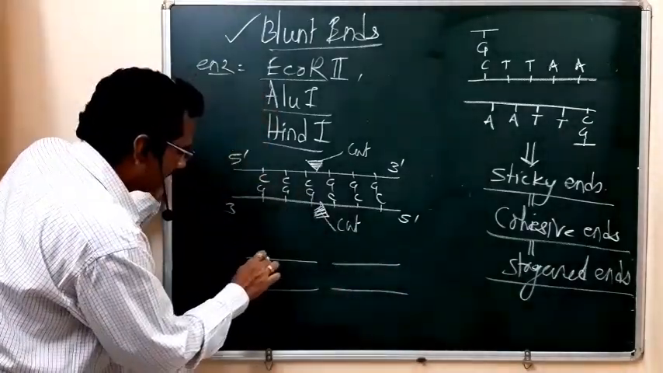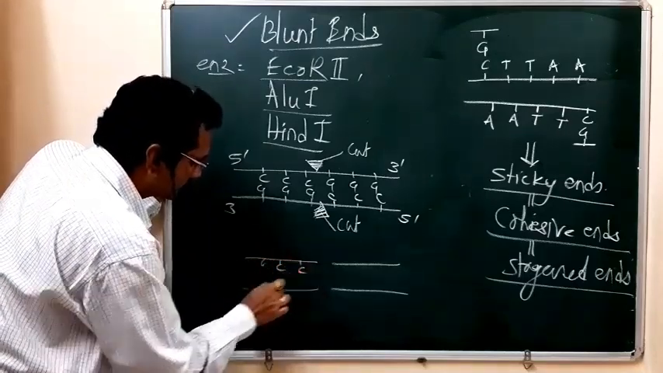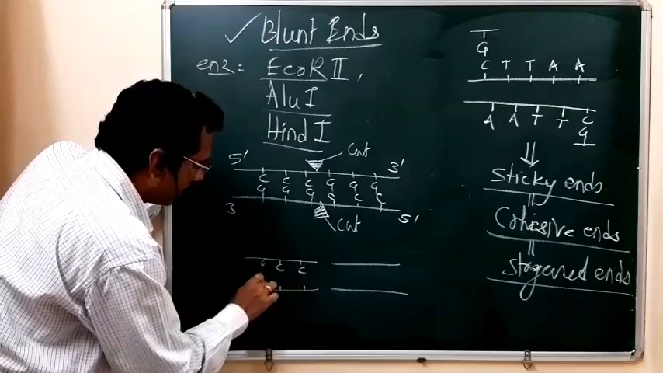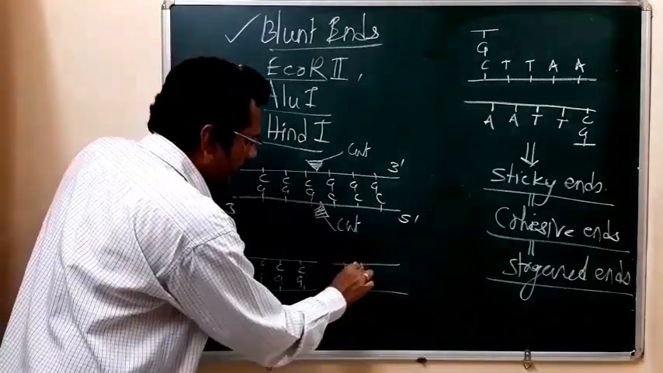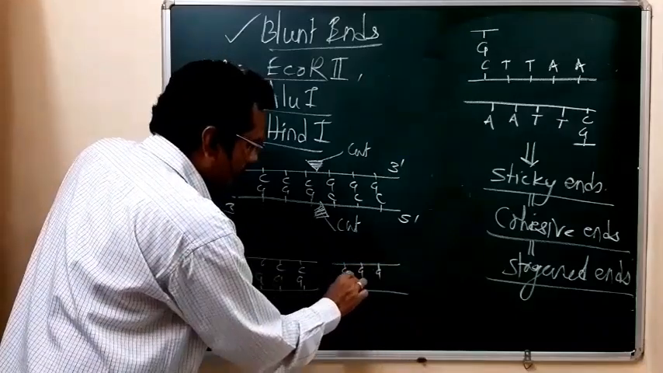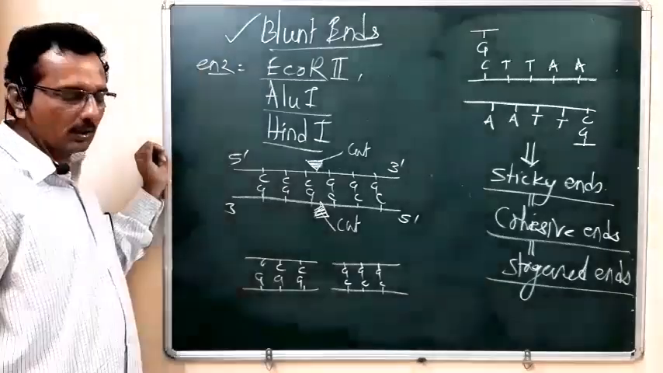So this is cytosine, cytosine, cytosine. Here it is guanine, guanine, guanine. Then here it is guanine, guanine, guanine, and it shows the presence of cytosine, cytosine. So they form such types of blunt ends.